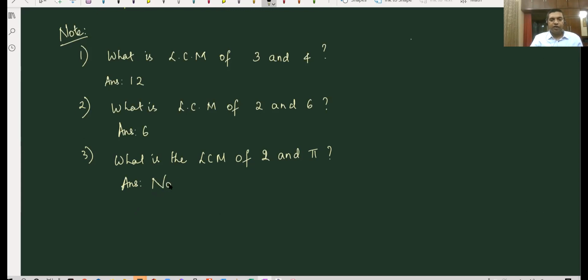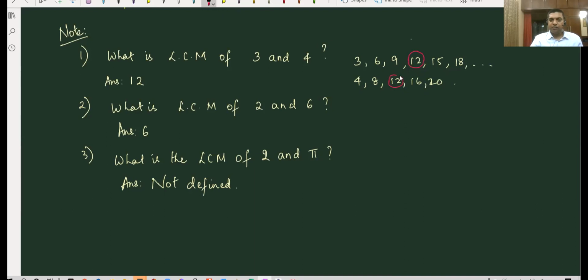So why not defined? Because the LCM of a rational number and an irrational number does not exist, because pi is irrational. Very good. See, what do you mean by LCM? You write down multiples of 3: 3, 6, 9, 12, 15, 18, and so on. What are multiples of 4? 4, 8, 4 added twice, 4 added thrice, 16, 20.